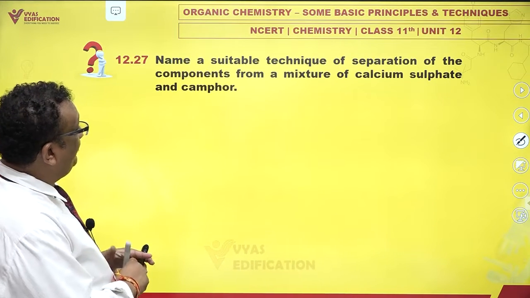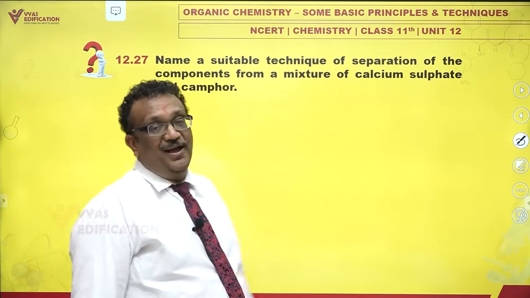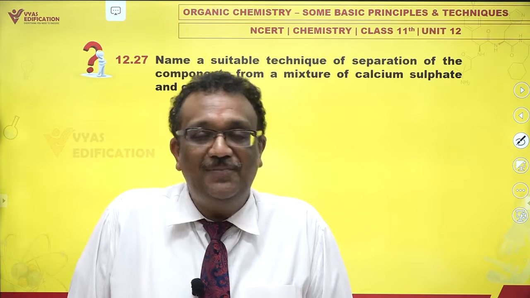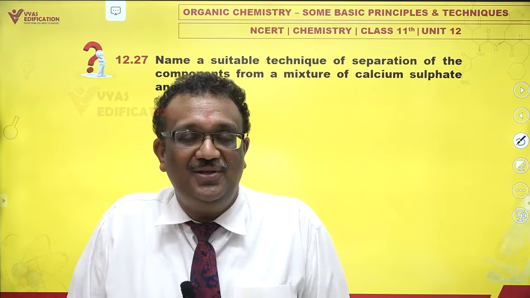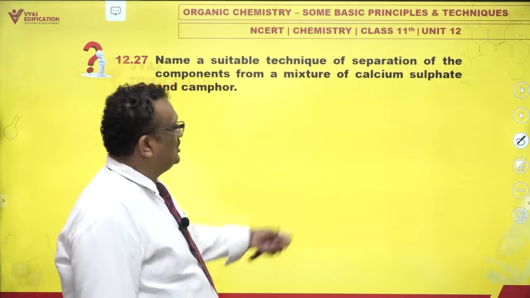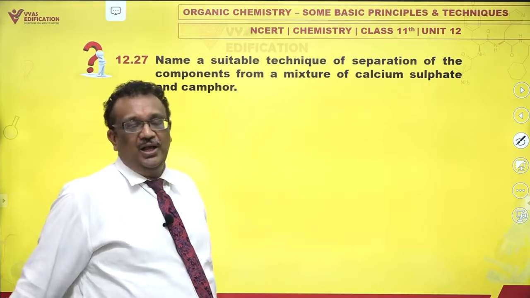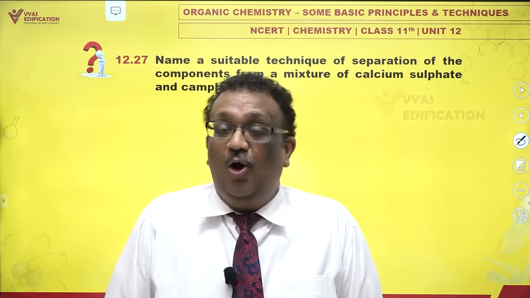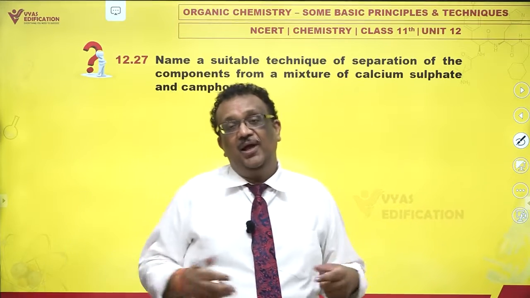Name a suitable technique for separation of components from a mixture of calcium sulfate and camphor. Now, camphor is a volatile substance, right? So, a very simple technique is sublimation. You just take calcium sulfate. Calcium sulfate is absolutely non-volatile. If you heat it, it won't evaporate and it won't even decompose easily. On the other hand, if you heat camphor, camphor would suddenly sublime.